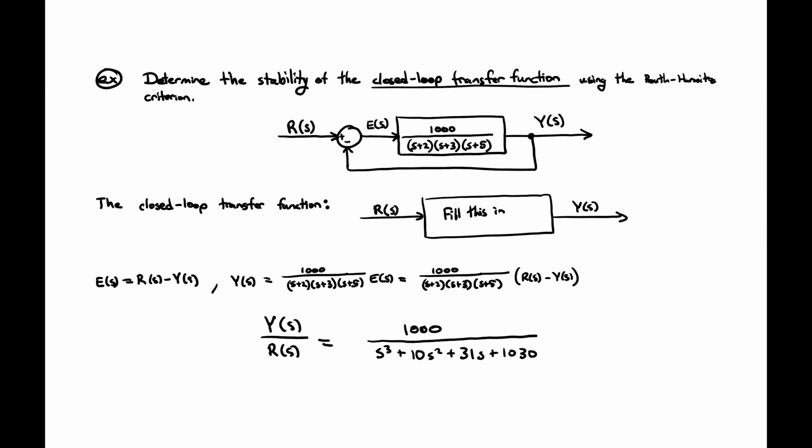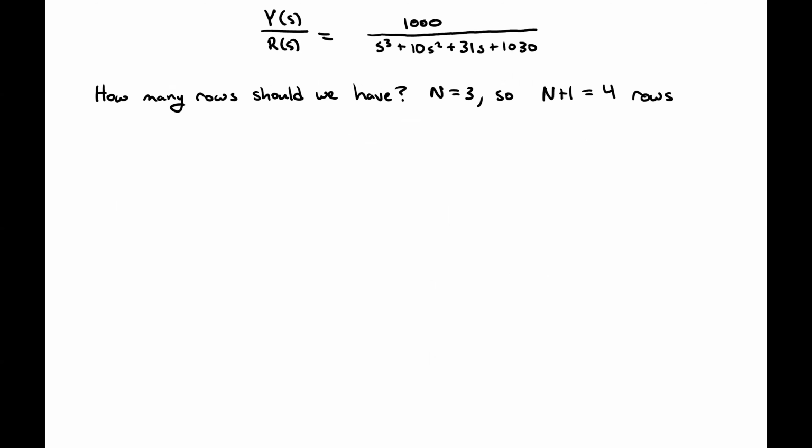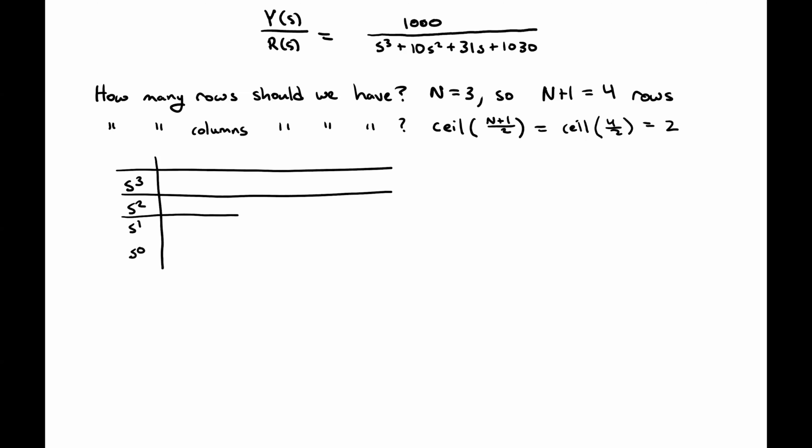We want to determine stability for this. So how do we determine stability? We need to use the Routh-Hurwitz criterion. So we're going to determine how many rows we should have. S cubed is our highest order term in our denominator here. That's n equal to 3. So we should have 4 rows as a result. How many columns should we have here? Well, we take the ceiling of n plus 1 divided by 2, which is going to be 2 in this case. So let's draw out our Routh-Hurwitz table with 4 rows and 2 columns in this case.